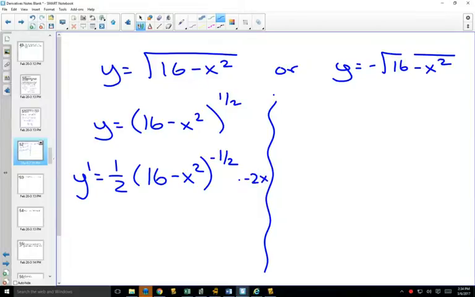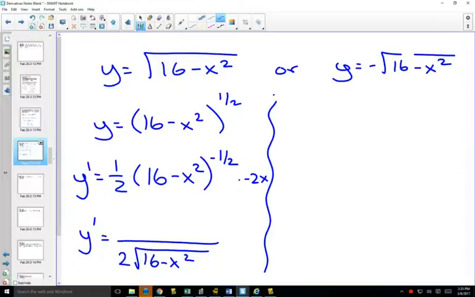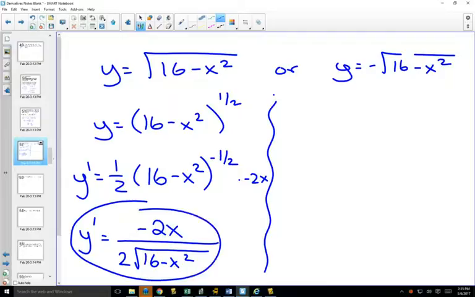If I rearrange this, that negative half could be 16 minus x squared on the bottom. The 1/2 in front could be a 2 up there, and I have a negative 2x on the top. That's if I did the derivative directly, having solved for y by itself. This is what I get as my derivative.